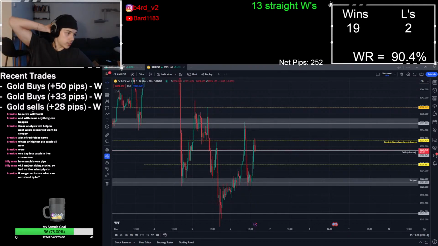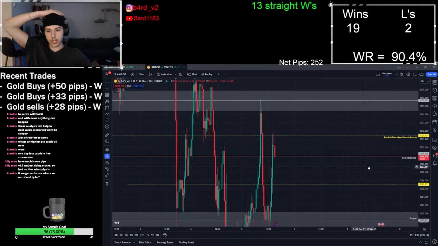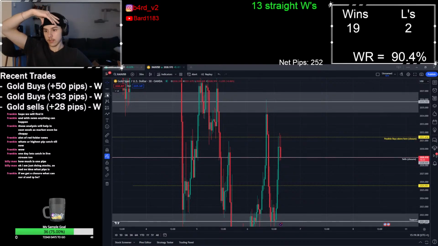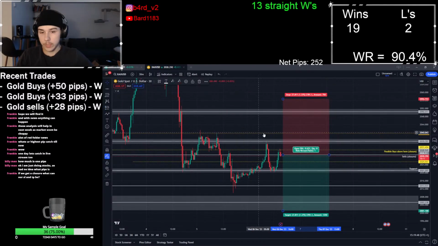If we get a closure, what can our stop loss and TP be? Great question. Alright, so let's say we get a closure now here in 10 minutes. Let's say we get a closure here and get a short position on this closure right here. So what can we expect the stop loss to be?